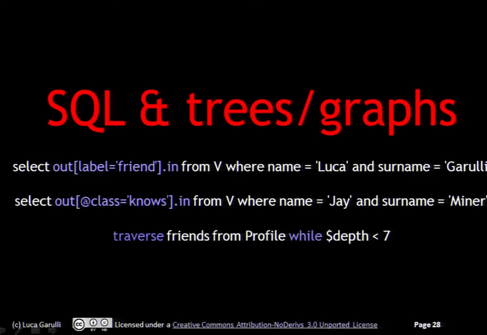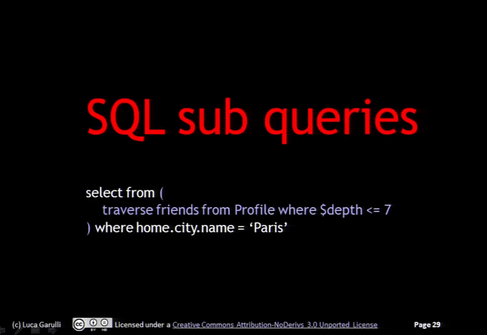There is a notation for graphs, so you can browse the properties and filter the properties, and you have the traverse command operator. So if you have a social-network-like application like Facebook, please give me the friends up to the 7th level. You can't do it with a relational database because there is no recursive concept inside of it. And you can mix all the queries together. For example, give me all the friends, but only friends that live in Paris.